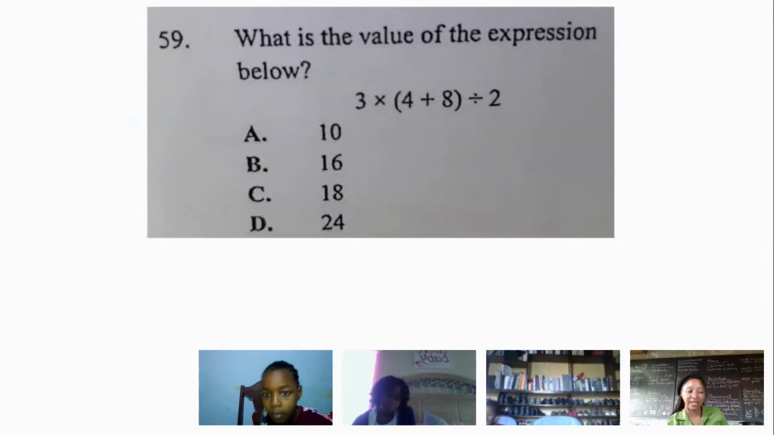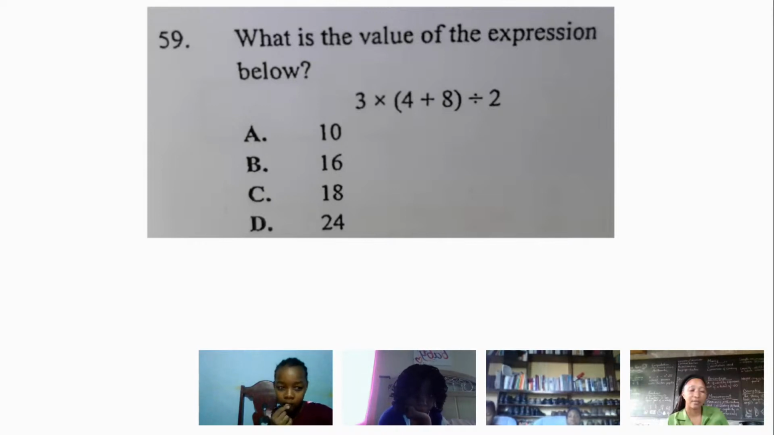Okay, Legende, 59. What is the value of the expression below? 3 times bracket 4 plus 8 bracket, divided by 2. A. 10, B. 16, C. 18, D. 24.